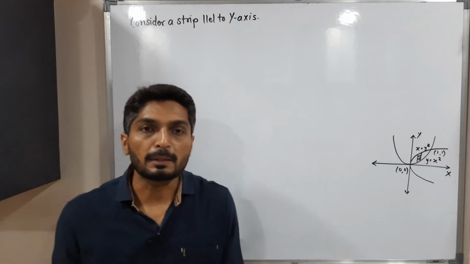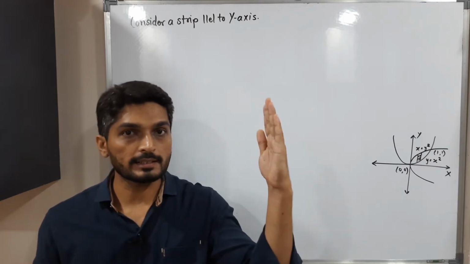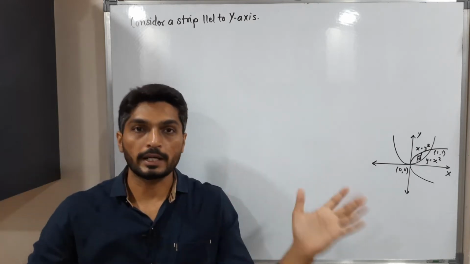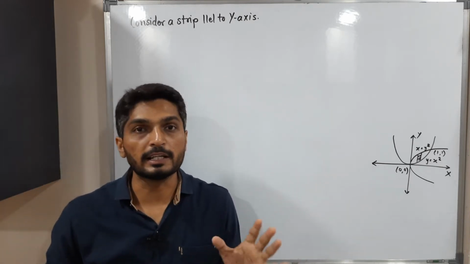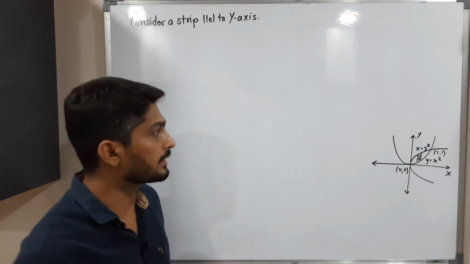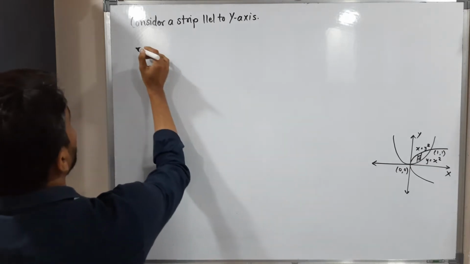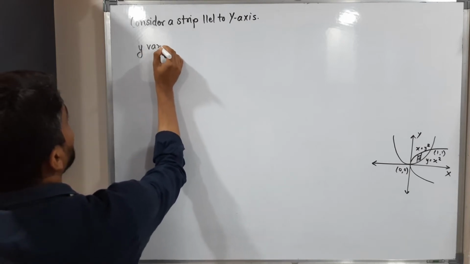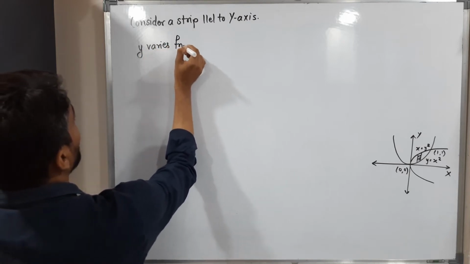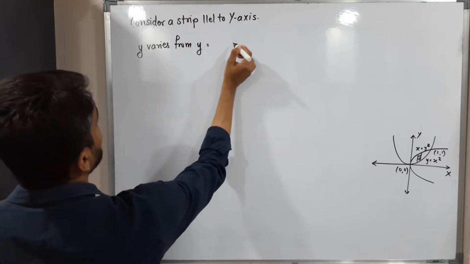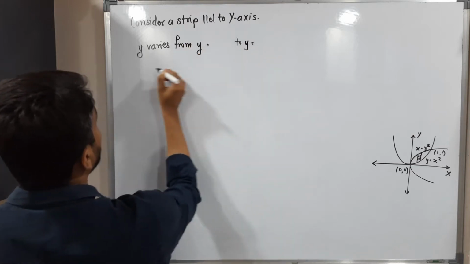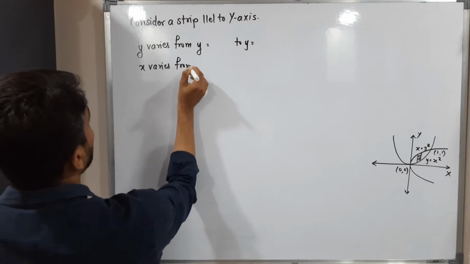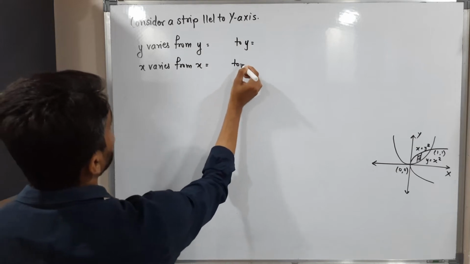See, we have a very simple funda. When we have a strip parallel to y-axis, we consider bounded below, bounded above, left to right. In the first unit double integration, that we have already seen. So let me mention here, our strip is parallel to y-axis, so I should write y varies from y is equal to, and then I should write x varies from x is equal to.